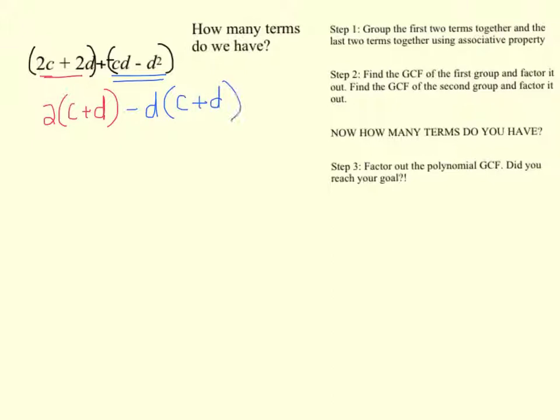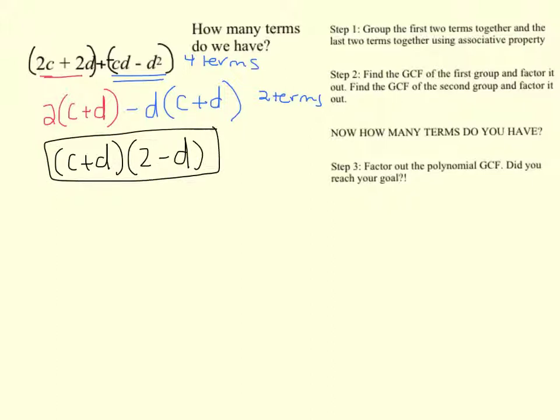Let's double check that really quickly. Negative CD divided by negative D is just positive C, and negative D squared divided by negative D is positive D. What I've now done is gone from 4 terms to 2 terms. And these 2 terms are what we've been doing in the past couple of slides. I now have 2 terms that have a common binomial, and I'm going to pull that binomial out front and write what is left. And so factor by grouping is an easy way to factor a 4-term polynomial.